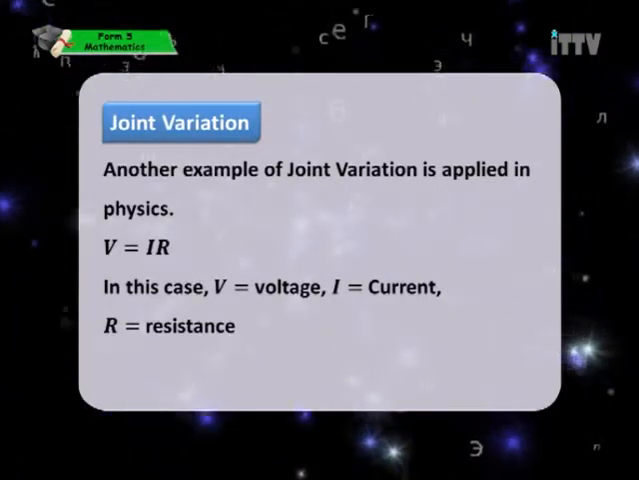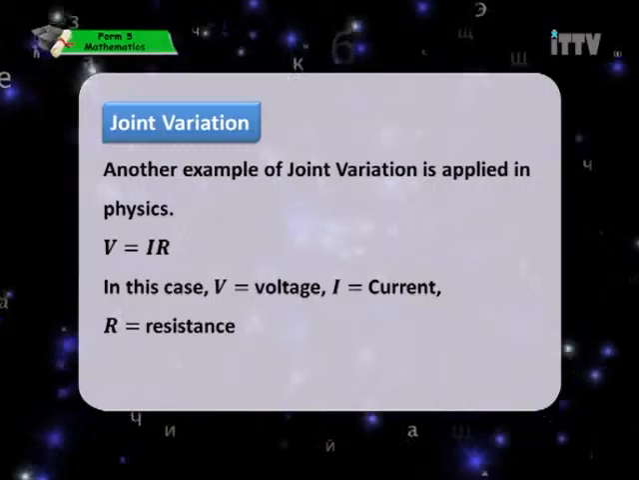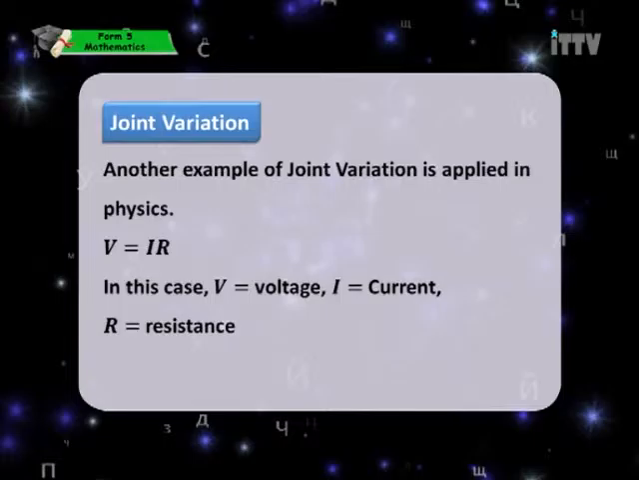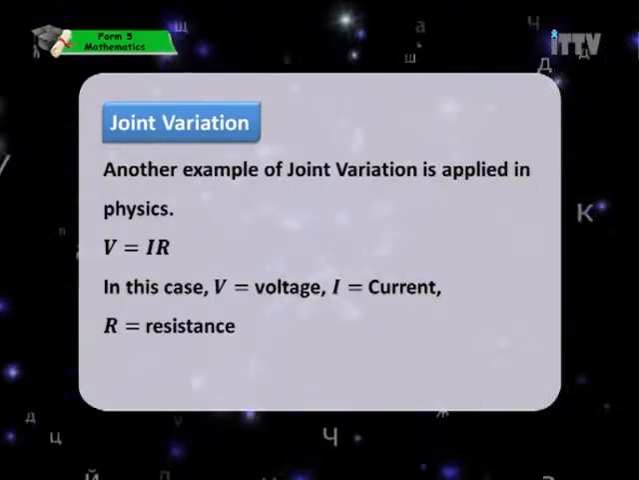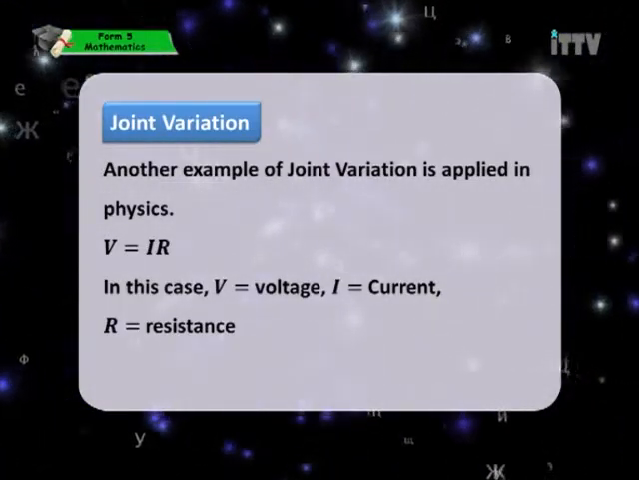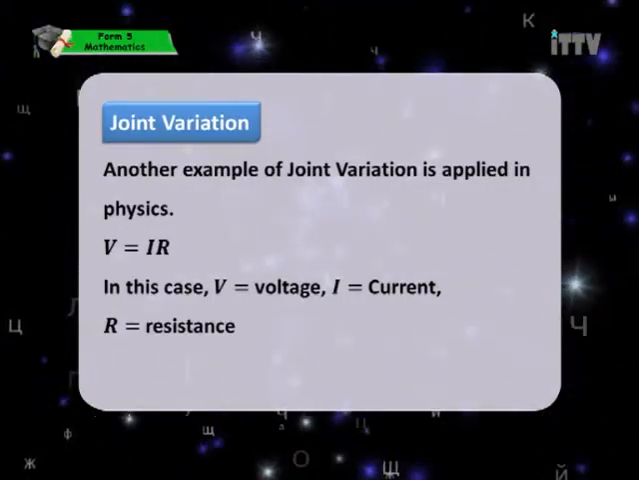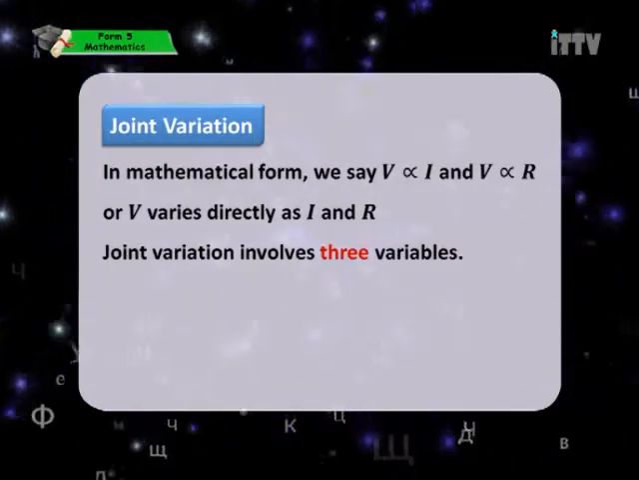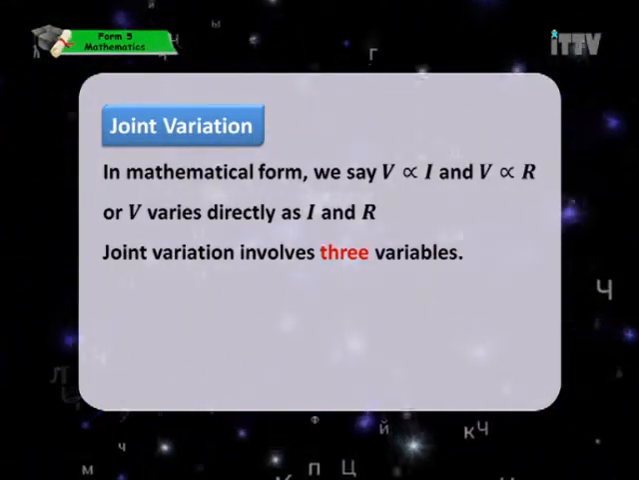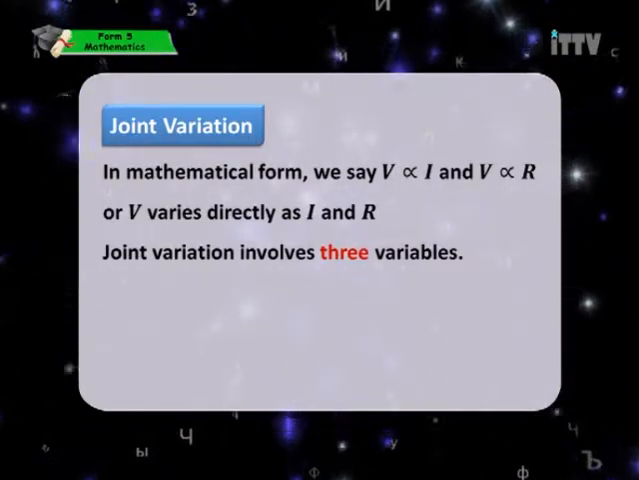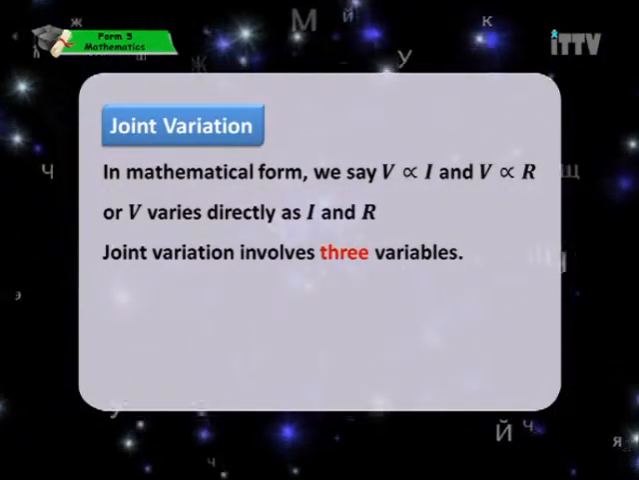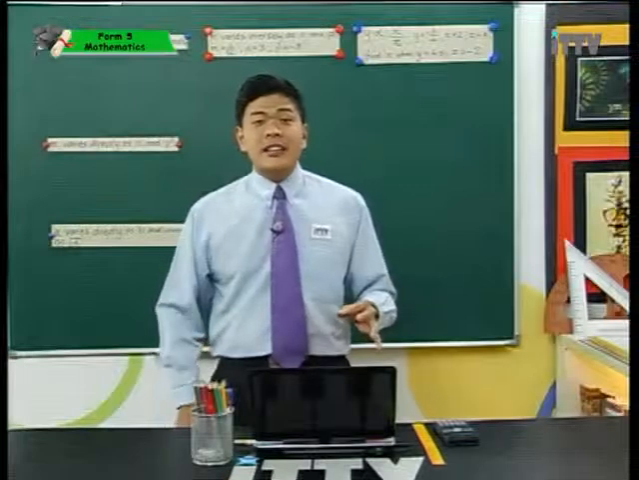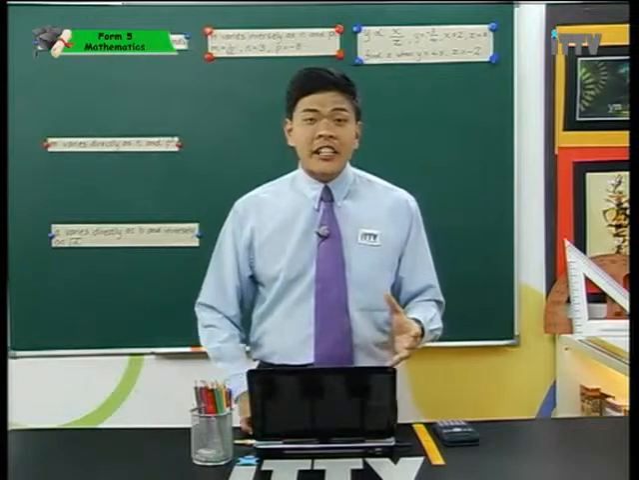Take a look at this one. Another example of joint variation is applied in physics. V equals IR. In this case, V is the voltage, I is the current, and R is the resistance. In mathematical form, we say V varies directly with I and V varies directly with R, or V varies directly as I and R. Joint variation involves three variables.